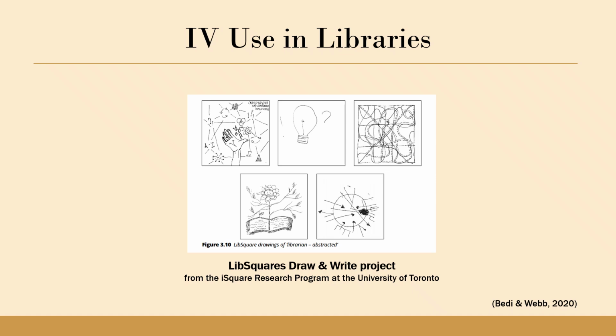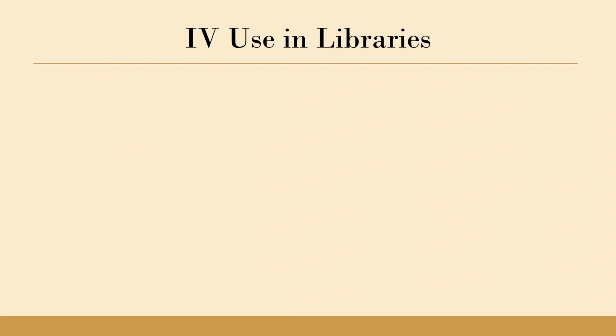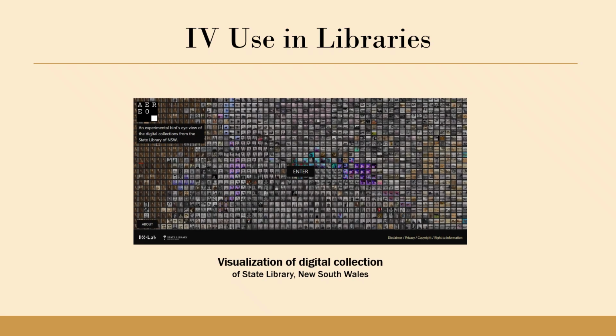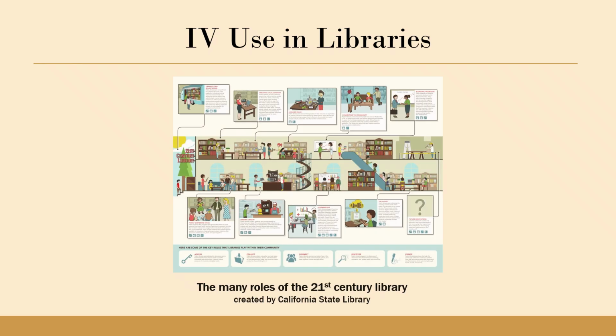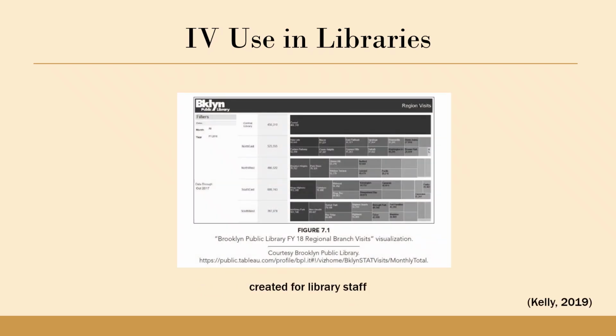LIS students at the University of Toronto did a project where they drew pictures to represent several terms. This shows some drawings for the term librarian abstracted. The State Library in New South Wales shows this visualization of their entire collection on their website. Users can click to zoom in on individual records. This infographic from the California State Library promotes library services. Finally, this is one of many visualizations the Brooklyn Public Library created and shared with staff.